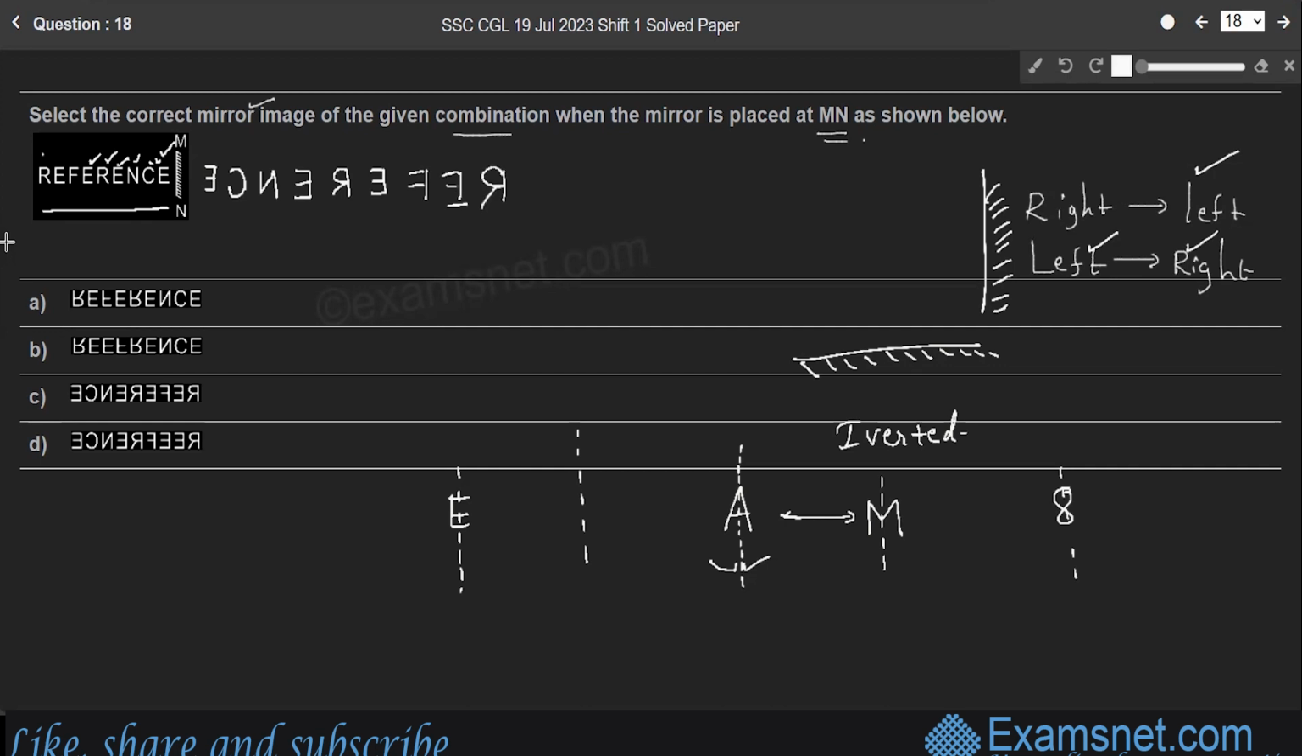So R was the left letter, right? So here R is the right letter. Therefore, the exact mirror image of reference would be, yes, option C. Option C is the right answer.